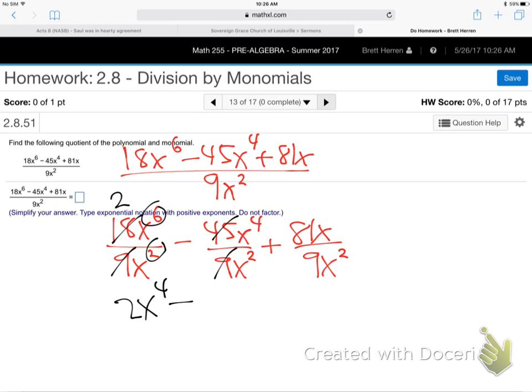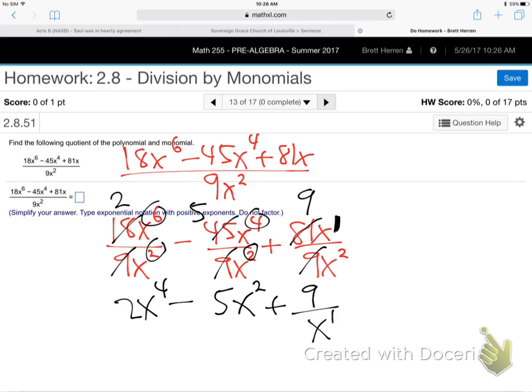9 goes into 45, 5 times. Subtract the powers, 4 minus 2, 2. Now, for the last one, here's where the trick comes. 9 into 81, 9 times. The bigger number was on the top, but when it comes to the powers, invisible 1 on the top, right? 2 minus 1, where's the bigger power? Bottom. So the x ends up x to the 1, or just regular x, on the bottom. That's what happened in that other one.